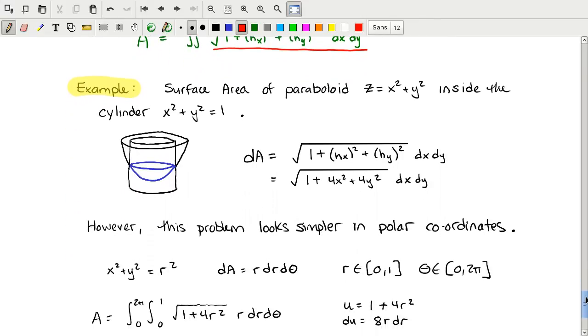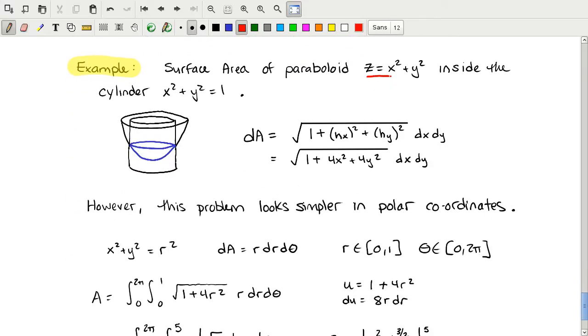So for an example, let's take the graph of the function z equals x squared plus y squared, and find the surface area of that portion of the graph which is inside the cylinder x squared plus y squared equals 1. I have sketched this situation. Here is the parabola, and here is the cylinder, and we want the portion of that parabola marked in blue that is inside the cylinder x squared plus y squared equals 1. So that's going to be a unit circle of radius 1 that we need to integrate over to get the surface area of the parabola.